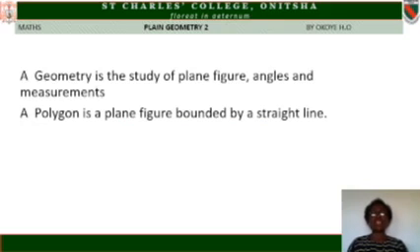Then let us define geometry. Geometry is the study of plane figures, angles, and measurements. What do we mean? Plane figures like triangles, all the quadrilaterals, and others. The angles inside them, we measure.